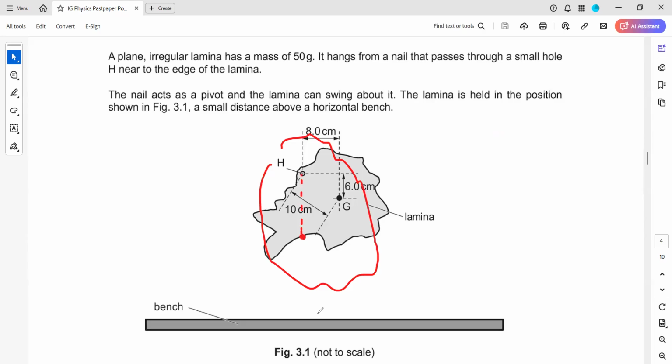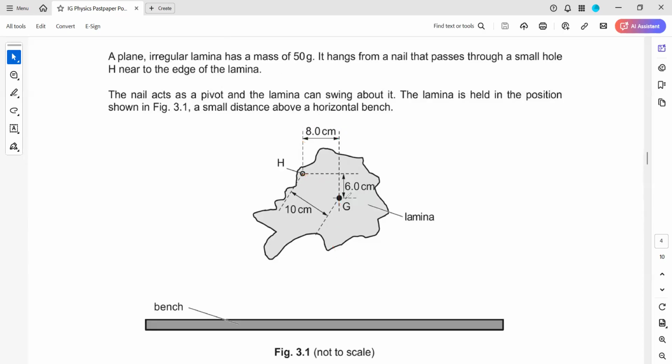Why can't we multiply 0.4 with it? Because we always need the perpendicular distance. 6 is not the perpendicular distance. We always need the perpendicular distance, the 90-degree distance from the force, to calculate the moment. So 8 is the 90-degree distance. That's why we took 8 centimeter, which was 0.08 meter.